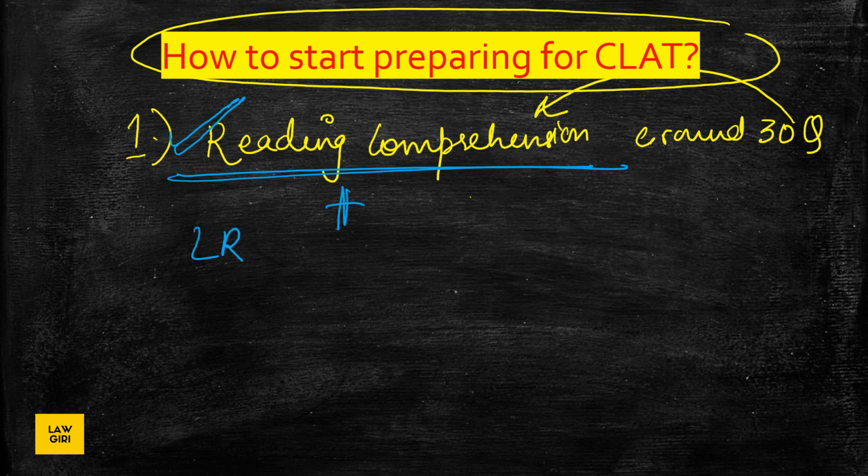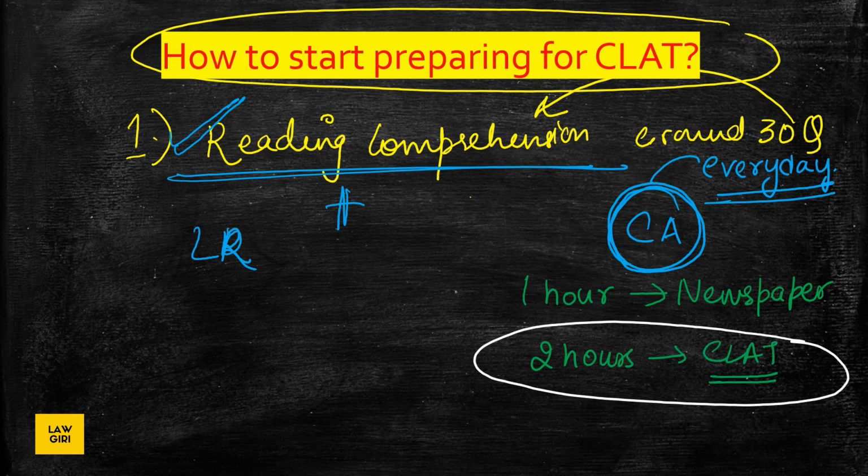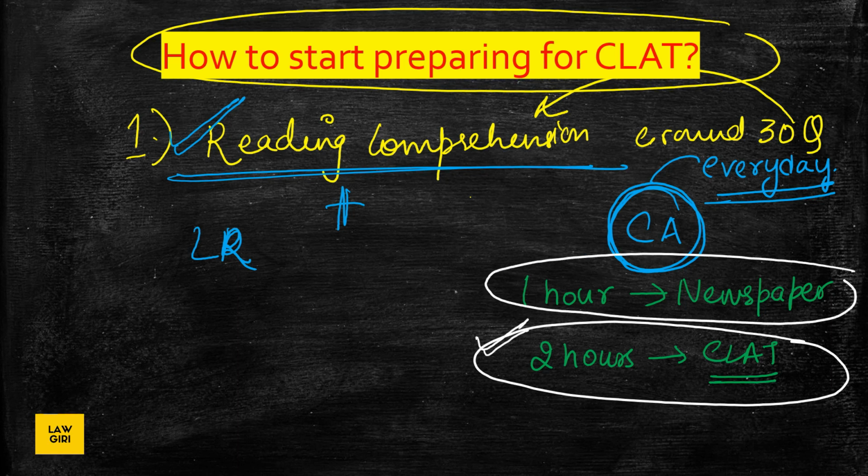Thereafter, start with legal reasoning. Current affairs is something that is going to go along simultaneously. Every day read the newspaper. And also give 1 hour to newspaper, and if you can give 2 hours every day to CLAT, wherein you pick up any of the topics, read, attempt questions. If you give 2 hours every day to CLAT, I can guarantee you, you will be able to clear CLAT, right? Reading comprehension, your LR, and once you're done with your LR, come to critical reasoning.